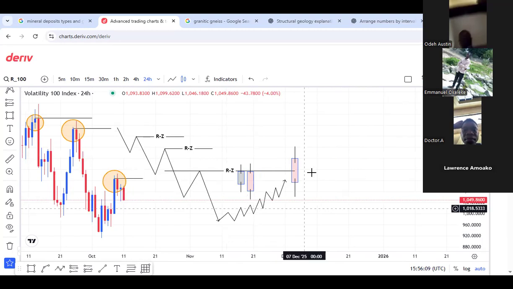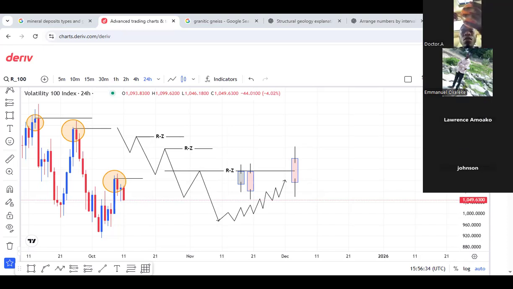Please, I hope you guys are taking this into consideration. It means that zone is not stable, or that zone is not valid anymore. These are things that you should take into consideration. So you must always wait: either it rejects or it closes above. Once we have something like this, we are not looking at this zone again.